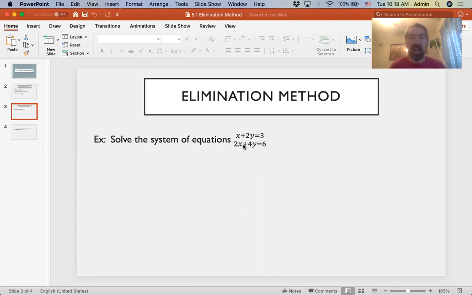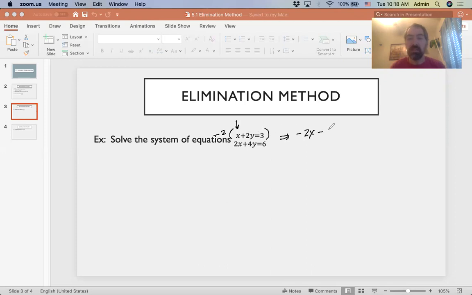All right, so looking at, again, the x's. I've got a coefficient of 1 for the x in the first equation, and a coefficient of 2 for the x in the second equation. Now, if the coefficient is 2 in the second equation, I would want the coefficient of x in the first equation to be -2. So we would need to multiply that first equation by -2 in order to make that happen. So -2 times x is -2x. -2 times 2y is -4y. And -2 times 3 is -6.